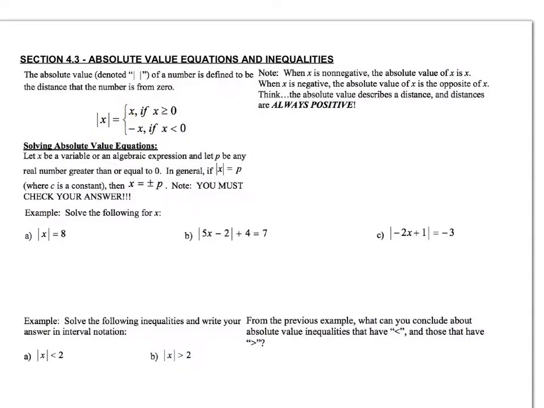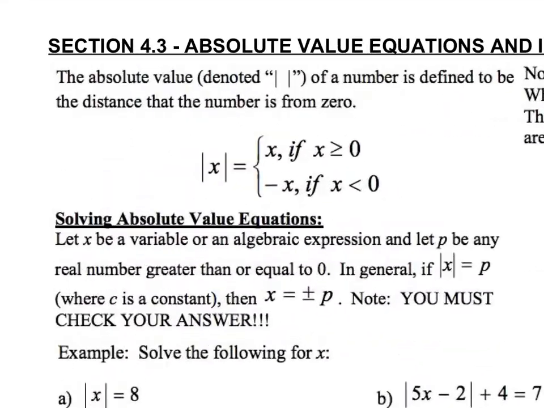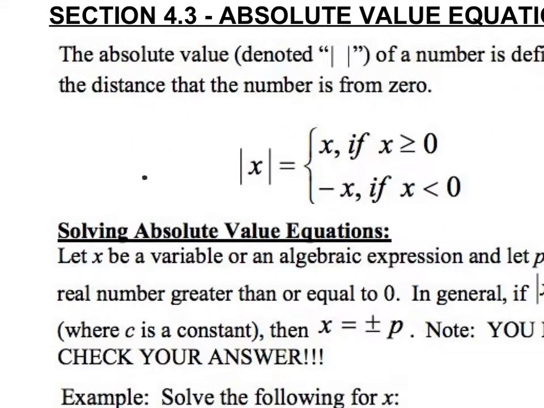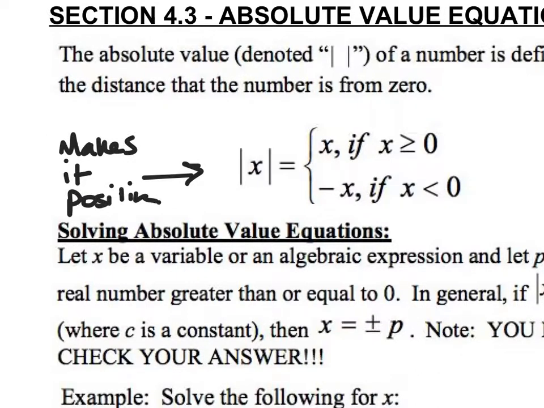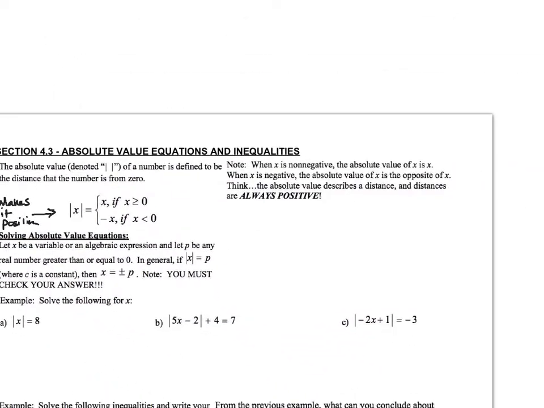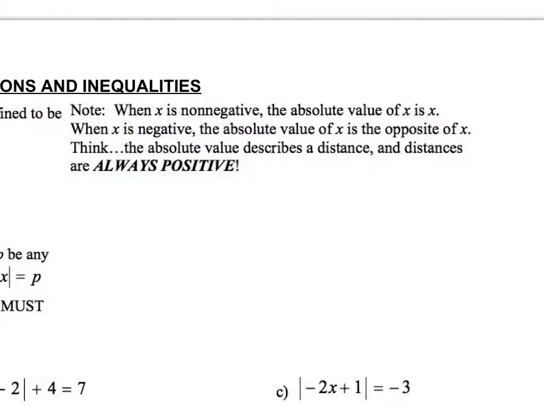Okay, so when you see a number inside of these straight lines here, the rule of thumb is that it's always going to be positive. Okay, and we're going to talk about why that is. Let's write that: it makes it positive.